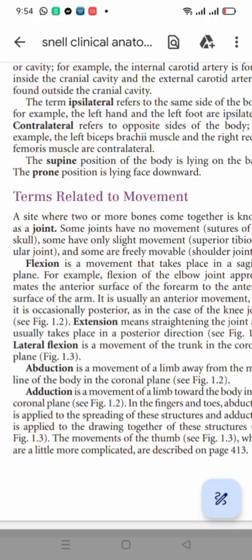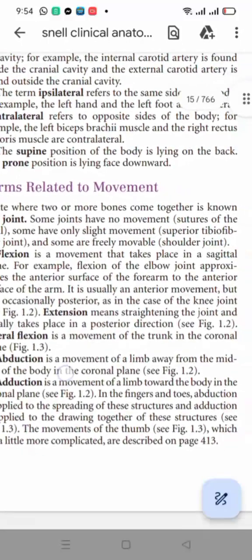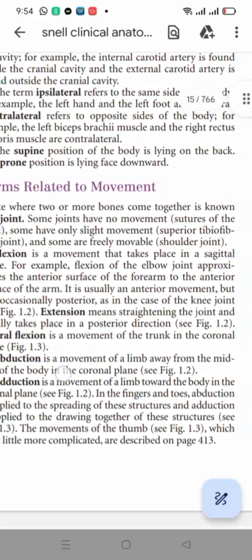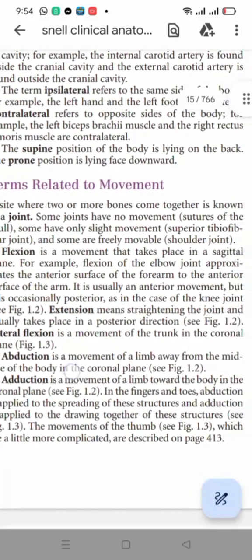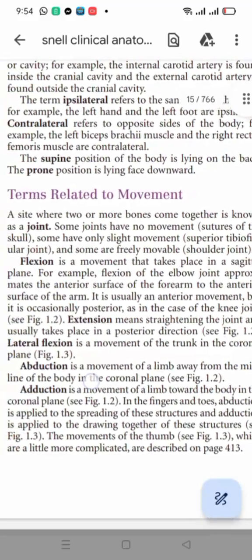Terms related to movement. A site where two or more bones come together is known as a joint. Some joints have no movement, such as the structures of the skull. Some have only slight movement, such as the joints of the vertebral column, and some are freely movable, such as the shoulder joints.